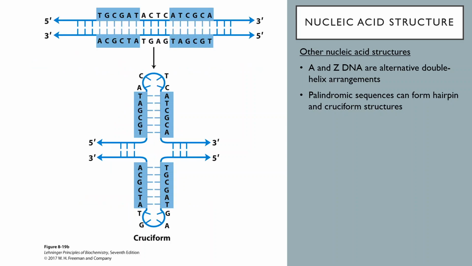And if you have 2 strands and they're both palindromic, then both of them can form hairpins, and that's called a cruciform structure. Cruciform means cross-like because essentially that's what it looks like, a big cross or plus sign. And these structures are important. They show up in certain regions. There are a lot of DNA interacting proteins that bind to or interact with these hairpin or cruciform structures.